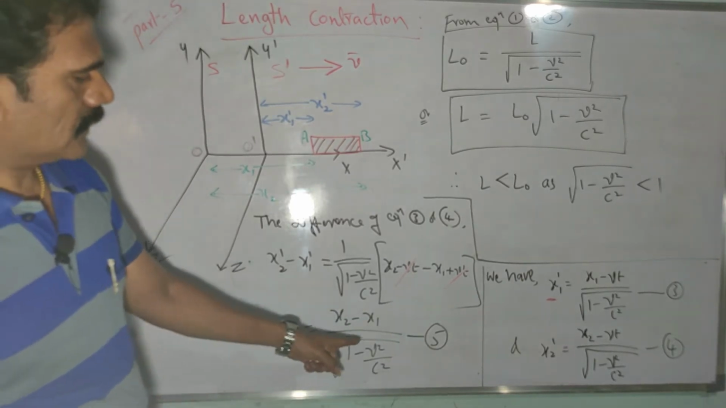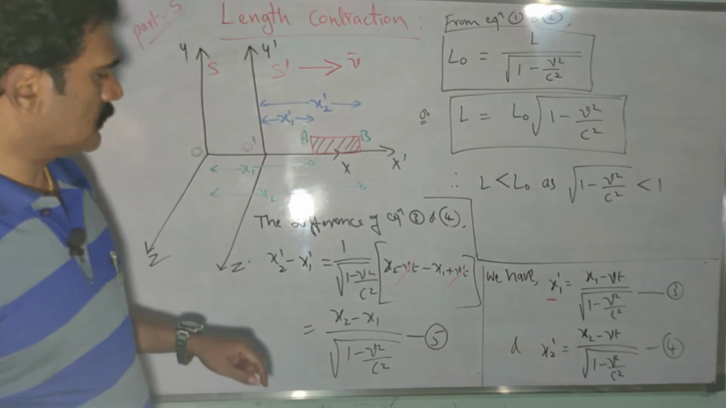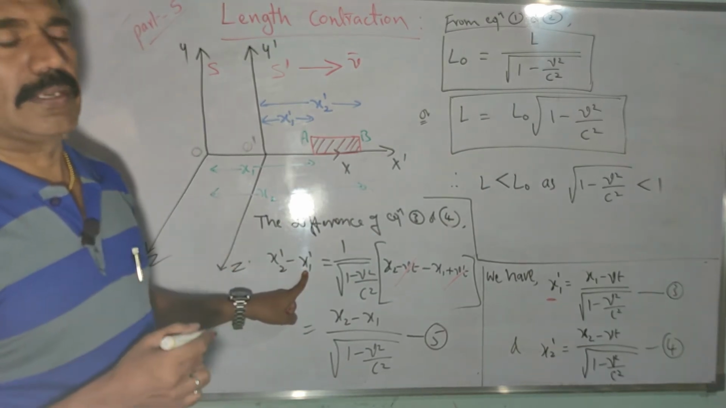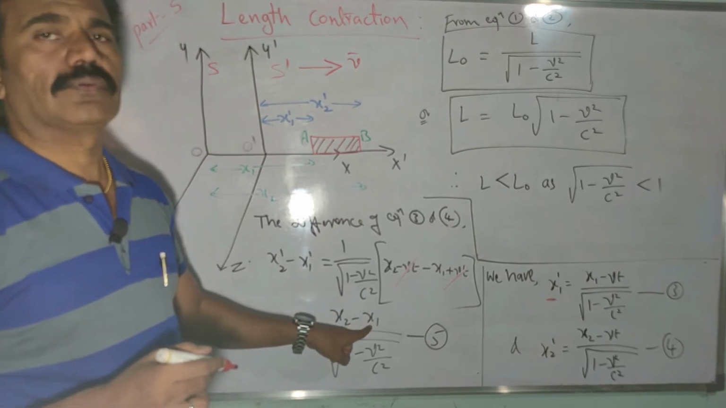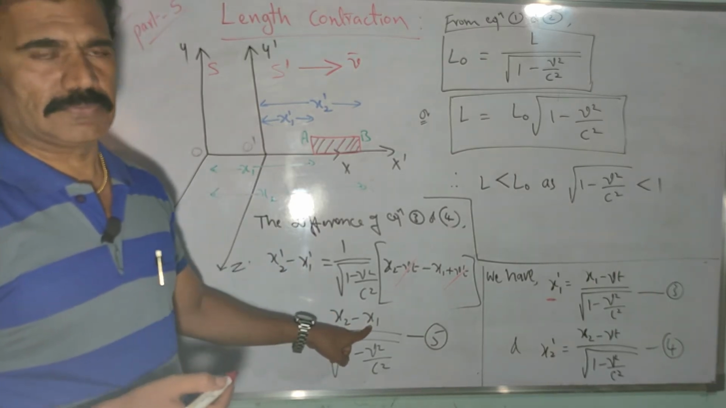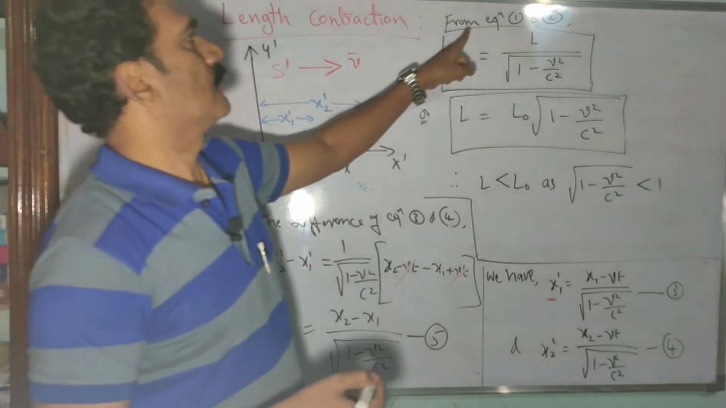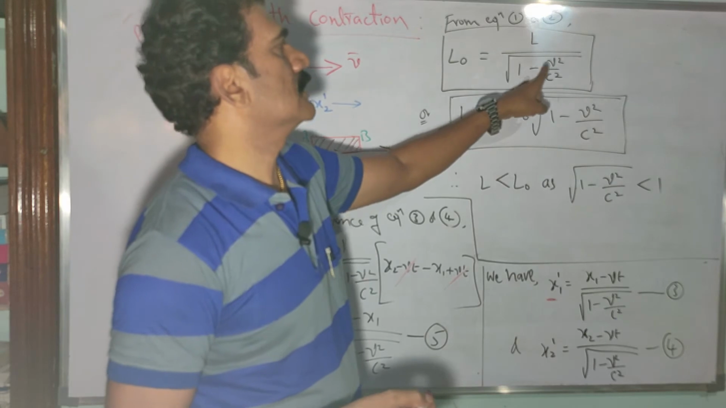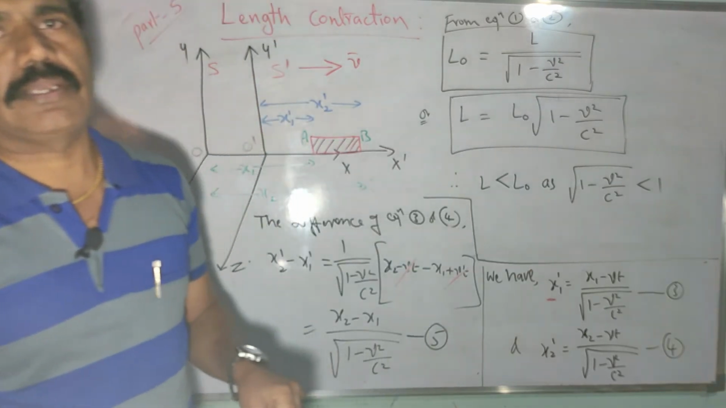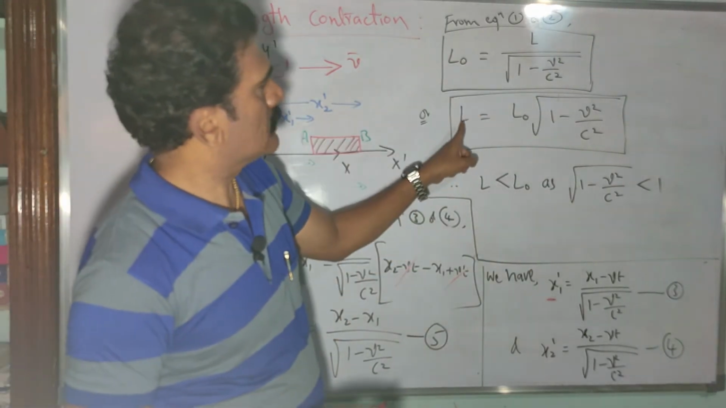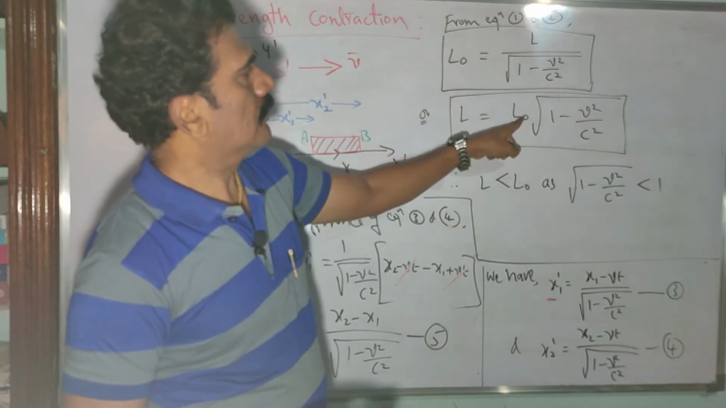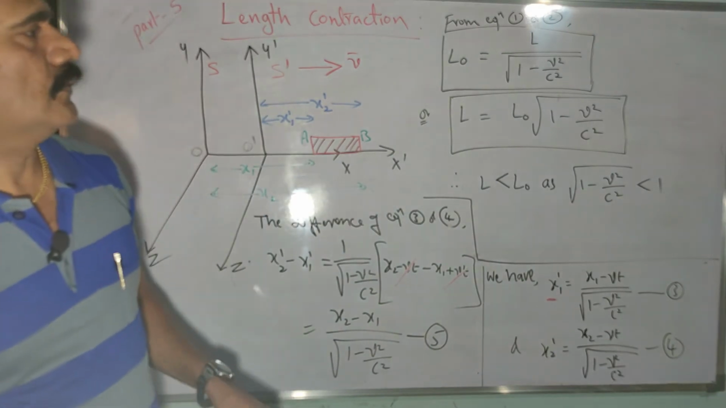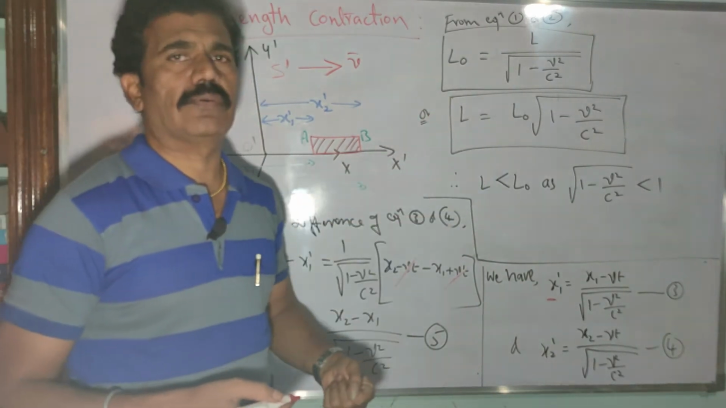Now just consider equations 1 and 2. You will see that x2 dash minus x1 dash is nothing but the proper length L0. And x2 minus x1 is nothing but the observed length L. So from equations 1 and 2, of course, L0 is equal to L divided by square root of 1 minus v square by c square, right? Or by cross multiplication, we can write L is equal to L0 into square root of 1 minus v square by c square. So what will you understand by this equation now?